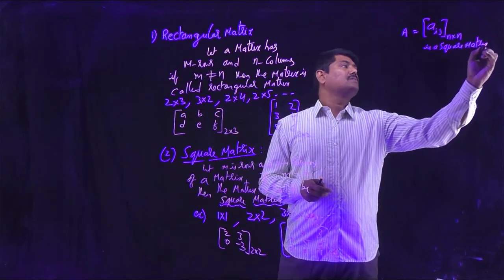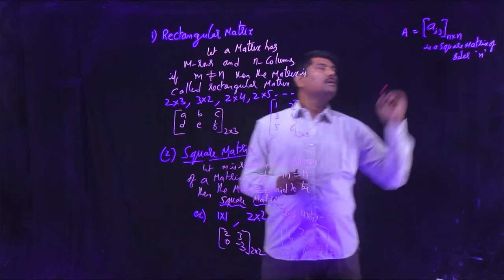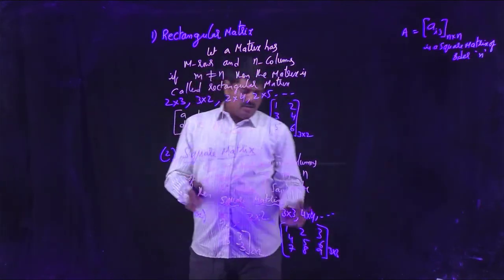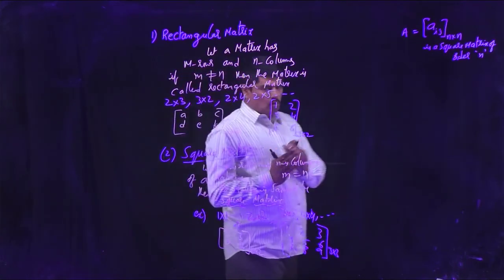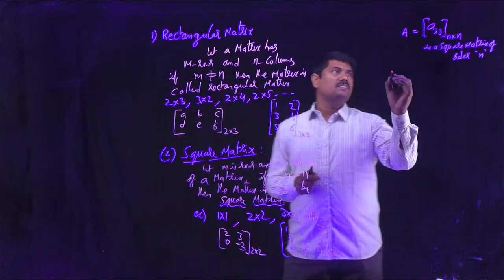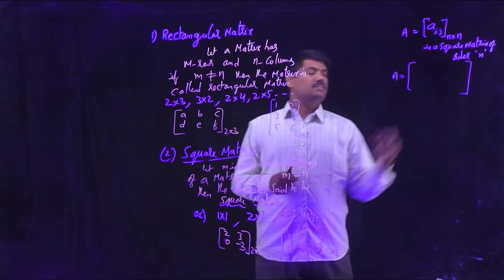Square matrix of order n. So in observing the elements of the square matrix, we have two classifications of the elements of a square matrix. Let me write one example. We need to discuss some points for the later discussion.